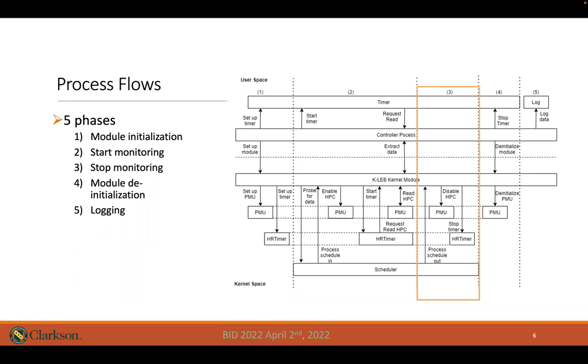The third phase is when the module detects that the process gets scheduled out. The module will stop the timer and disable the PMU to stop collecting the data. The fourth phase is when the monitored process exits or the user issues a command to stop monitoring. The controller process will send a signal to deinitialize the module and extract the last batch of data from the module and free up the memory. The data is then logged to file by the controller process in the last phase.